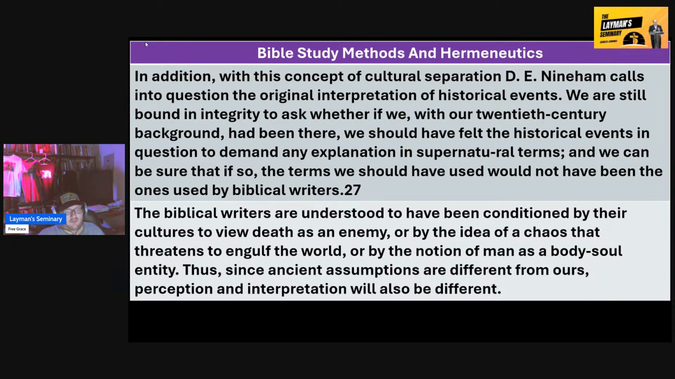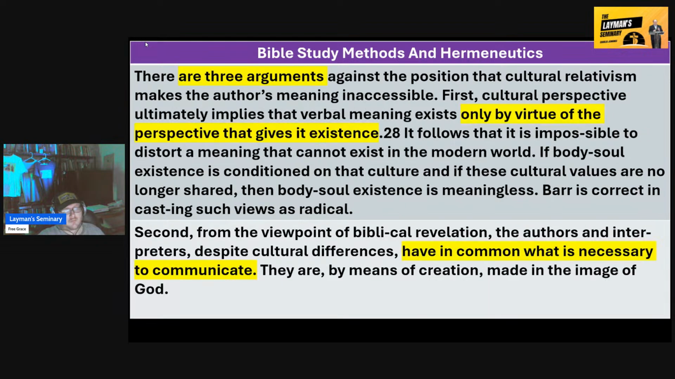used by biblical writers. The biblical writers are understood to have been conditioned by their cultures to view death as an enemy, or by the idea of chaos that threatens to engulf the world, or by the notion of man as a body-soul entity. Thus, since ancient assumptions are different from ours, perception and interpretation will also be different.